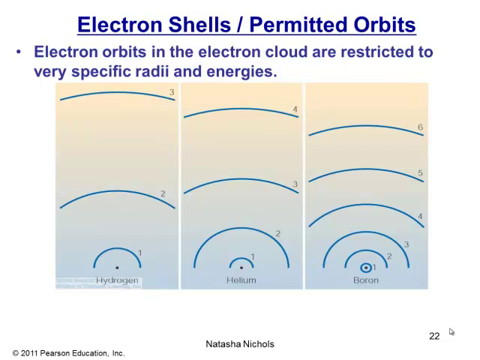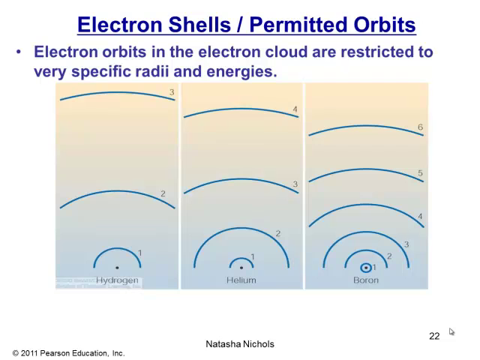These are like steps in a staircase. You can stand on the number 1 step or the number 2 step, but not on the number 1 1/4, because there is no step like that. The same thing applies to the electron. The electron can occupy any permitted orbit, but there are no orbits in between.